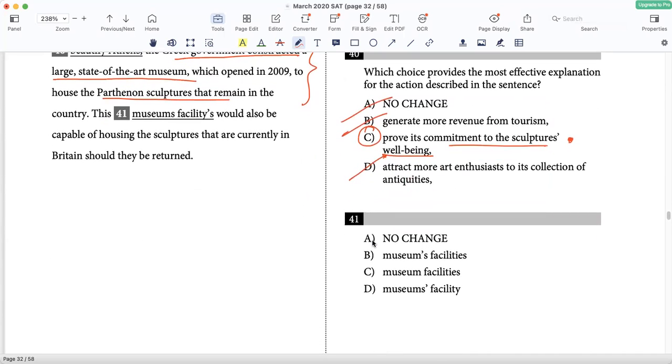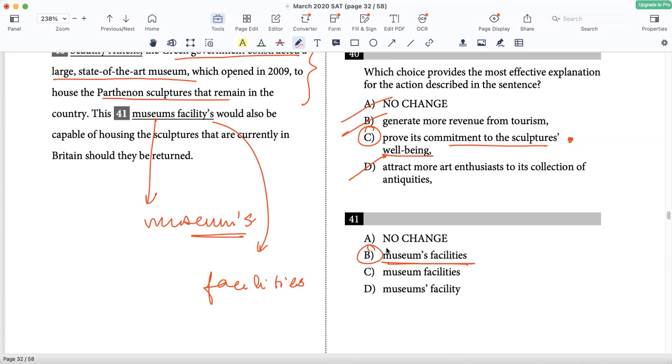This museum's facilities would also be capable of housing the sculptures that are currently in Britain should they be returned. So this museum's has to be possessive, because it is the facilities of the museum. And facilities has to be this spelling, right? Facilities, without any apostrophe, because this is not possessive. So this museum's facilities, option B. Not museum's facility, because this indicates plural possessive.